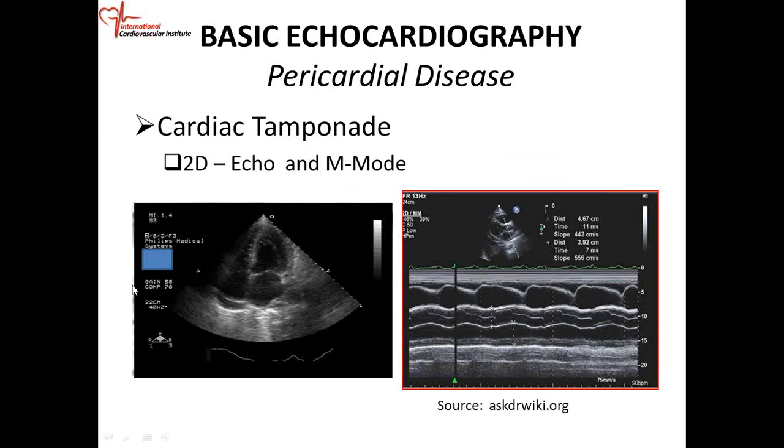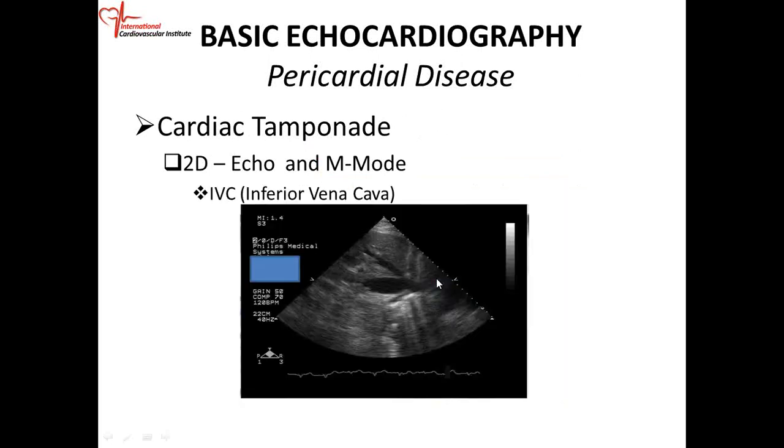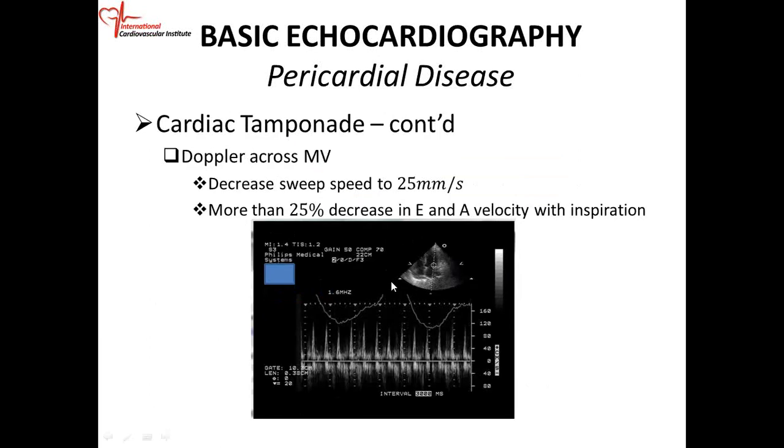All right, so you look at the fluid, the M mode, the IVC will be large with lack of inspiratory collapse. And then you look at your mitral inflow. You decrease the sweep speed to about 100 millimeters per second, and you get a respiratory variation in your mitral inflow.